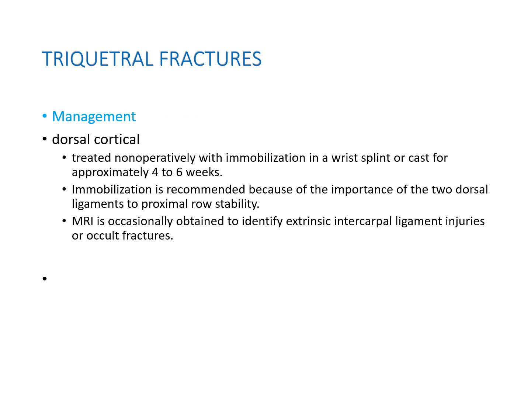Dorsal cortical fractures are most of the time managed with wrist splint or cast for approximately 4 to 6 weeks. Immobilization is recommended because of the importance of 2 dorsal ligaments to proximal row stability. MRI scan can be obtained to identify intercarpal ligament injuries or occult fractures.